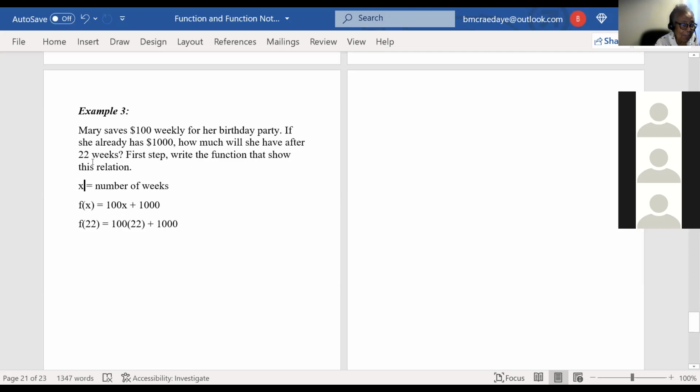But they gave us, she's saving for 22 weeks at 100 per week. So that's f of 22, 100 times 22 plus what she has already. Any questions?